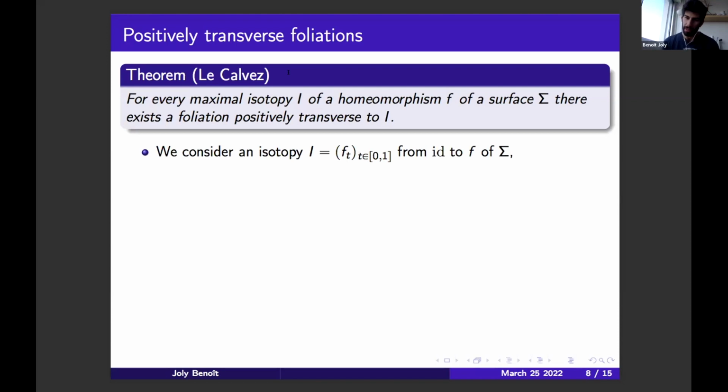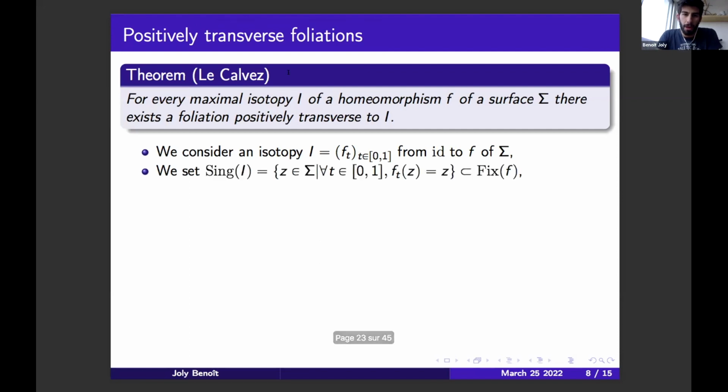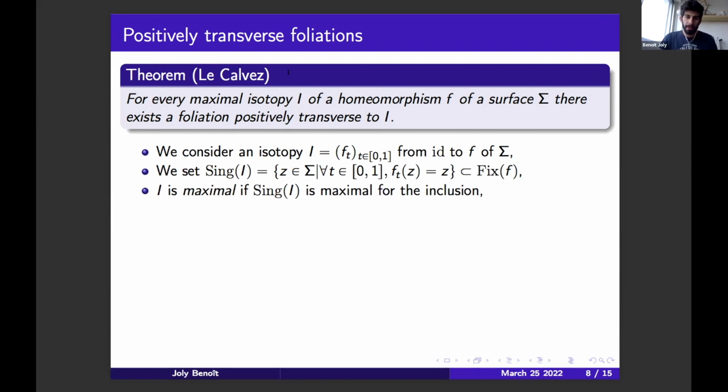So we consider an isotopy from identity to our homeomorphism F. We set the set of singularities, Sing of I, which is the set of fixed points of F which are actually fixed along the isotopy. So it is a subset of the set of fixed points. And we say that this isotopy is maximal if this set Sing of I is maximal for the inclusion. So we can prove that if we consider a homeomorphism, there exists in general a lot of maximal isotopies.